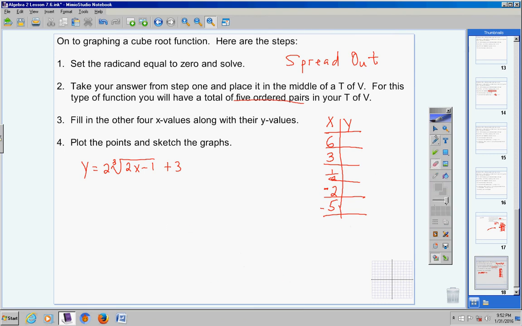Now, let's go ahead and put a 6 in. 2 times 6 is 12. Minus 1 is 11. Okay? So I have 2 times the cube root of 11 plus 3. Now, you should know by now how to get a cube root. I will remind you once how to do that. You hit a 3 first. Don't worry about this 2 right now, guys. Just hold on a second, okay?